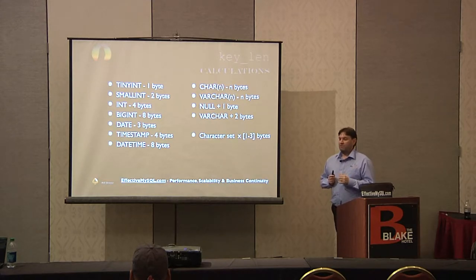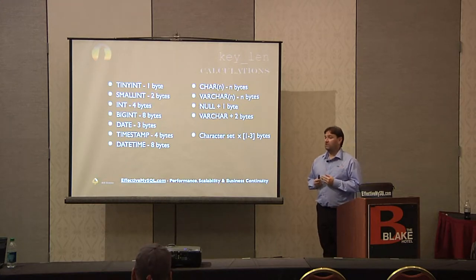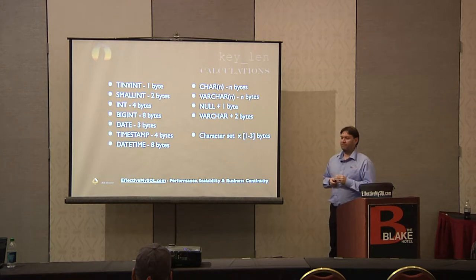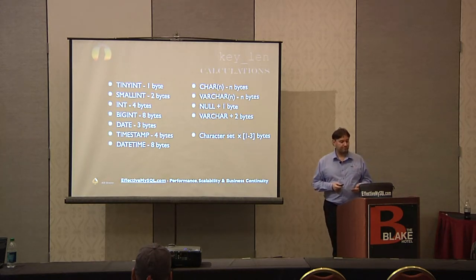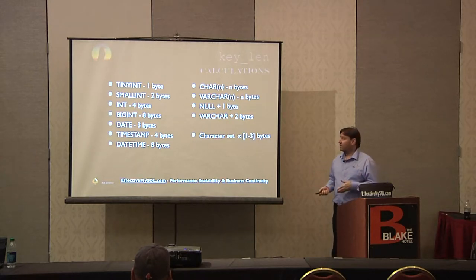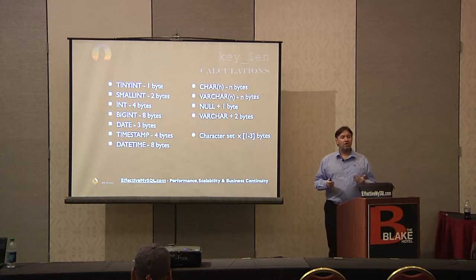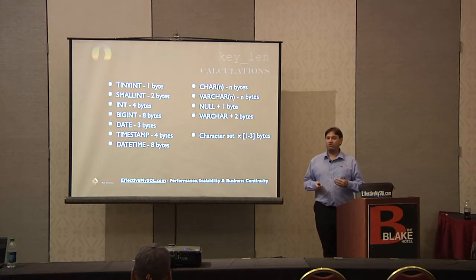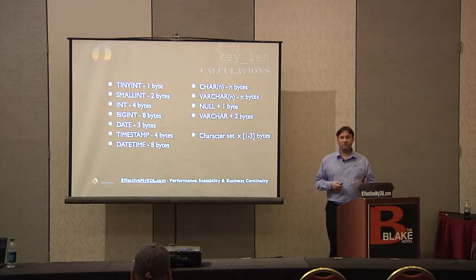There is no absolute answer as to what the number means. In fact, it can be a complicated calculation to work out what the number actually is. Here are the common things it should look at. Different data types for columns will have different values. And the difference between a char and a varchar field, a null field, all add different bytes to this. And when you choose different character sets, they will also change the value of the key length column.